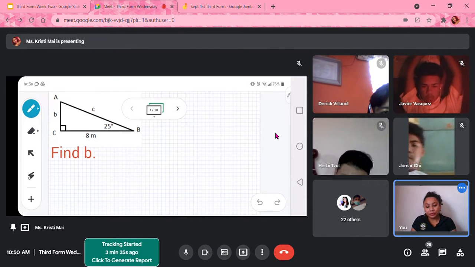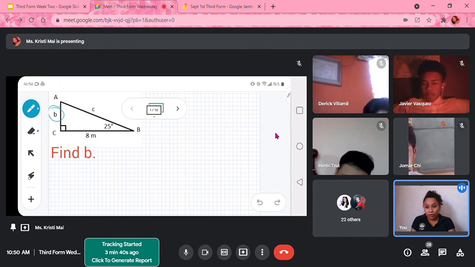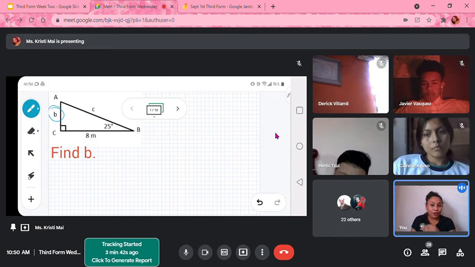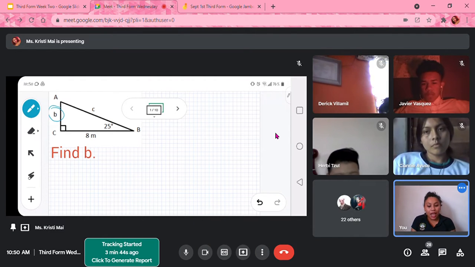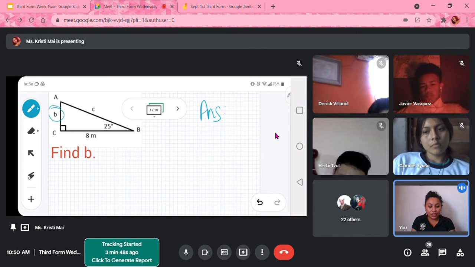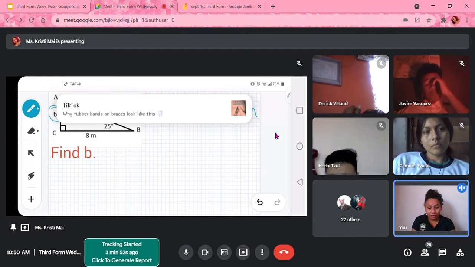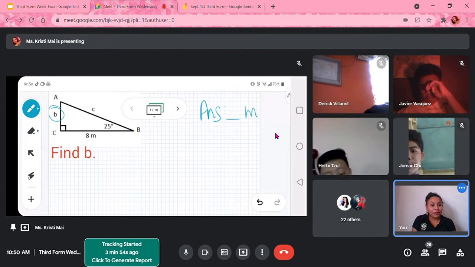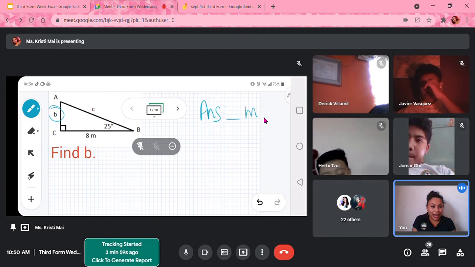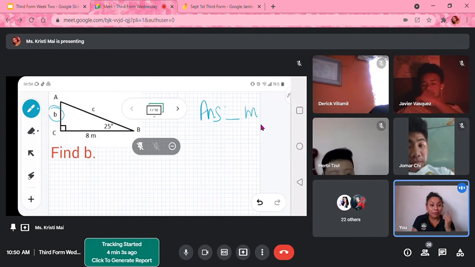All right? So if I'm going to be finding B, that means I am looking for the length of a side, meaning that my answer has to be a number and meters. You have to remember that very carefully. So in this case, I have to make sure that when I write my final answer, I'm writing it in meters, right?